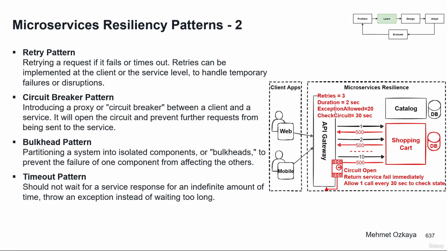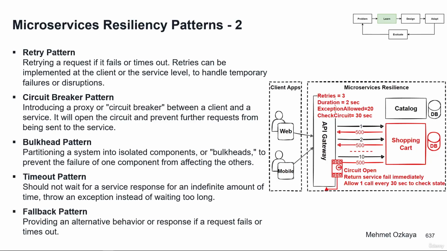Another pattern is the fallback pattern. The fallback pattern provides an alternative behavior or response if a request fails or times out. For example, if a service is unavailable, the client could use a cached version of the data or display a default message to the user for the exception period.